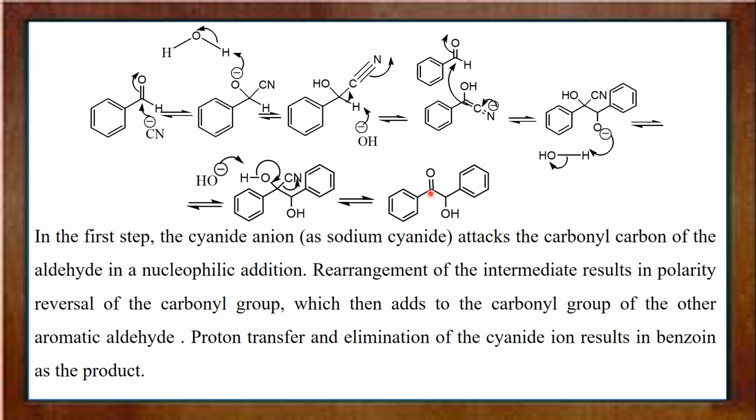Therefore, we end up with a carbonyl group. So we get an alpha hydroxy carbonyl compound, an acyloin. This acyloin, alpha hydroxy ketone, obtained from benzaldehyde or benzaldehyde derivatives, is called, the one obtained from benzaldehyde is called benzoin, and all other derivatives of this benzoin are also called benzoins.